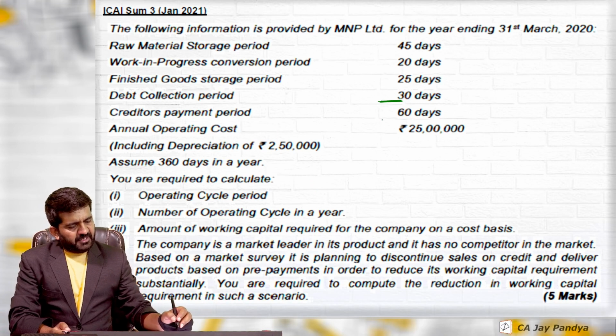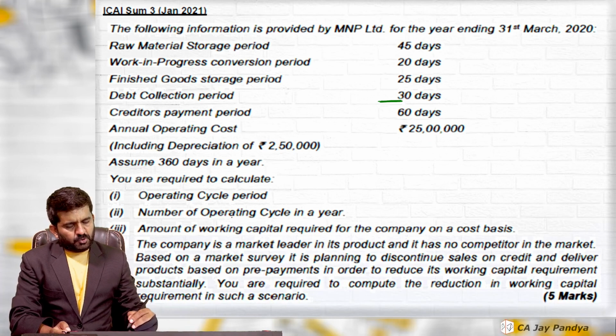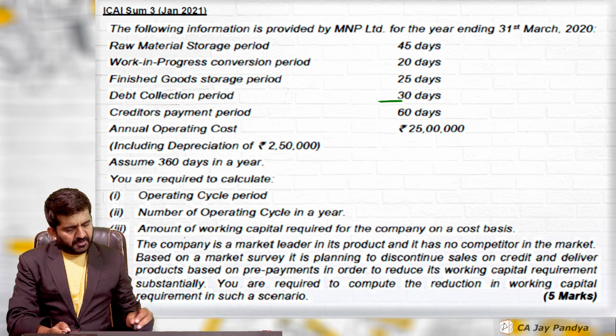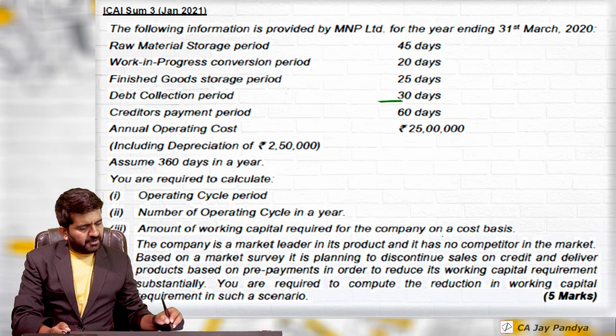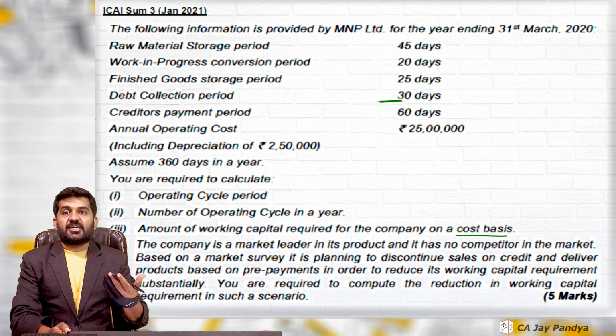Creditors payment period, this will reduce our working capital. Annual operating cost is 25 lakhs, which includes 2,50,000 as depreciation. Assume 360 days in a year. You are required to calculate operating cycle period, number of operating cycle in a year, amount of working capital requirement of the company on cost basis, that is cash cost basis.